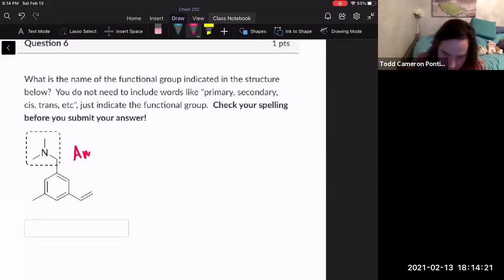an amine. Amines are what we get when we have carbon-nitrogen single bonds and no immediately adjacent carbonyls, okay? Specifically, this is a tertiary amine. It's attached to three carbons, but we don't need to include it. We just need the functional group, which again is an amine, okay?